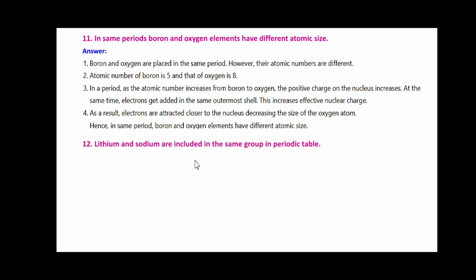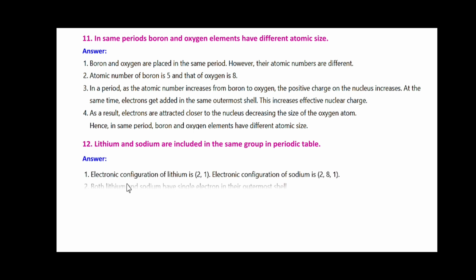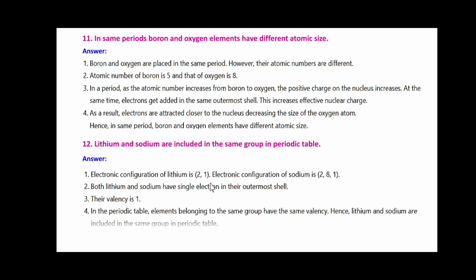Lithium and sodium are included in the same group in the periodic table. Electronic configuration of lithium is 2,1. Electronic configuration of sodium is 2,8,1. Both lithium and sodium have a single electron in their outermost shell. Their valence is 1. In the periodic table, elements belonging to the same group have the same valency. Hence, lithium and sodium are included in the same group in the periodic table.